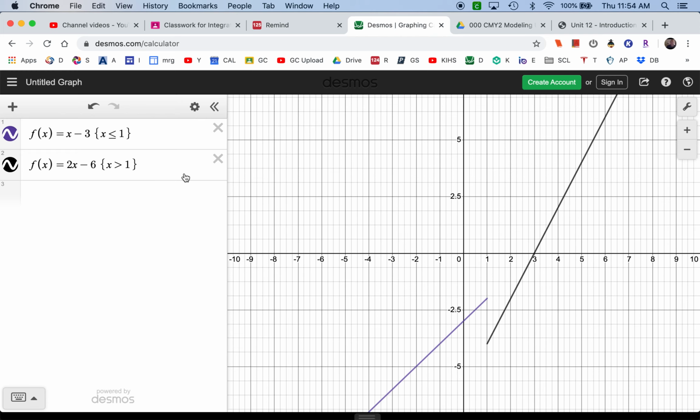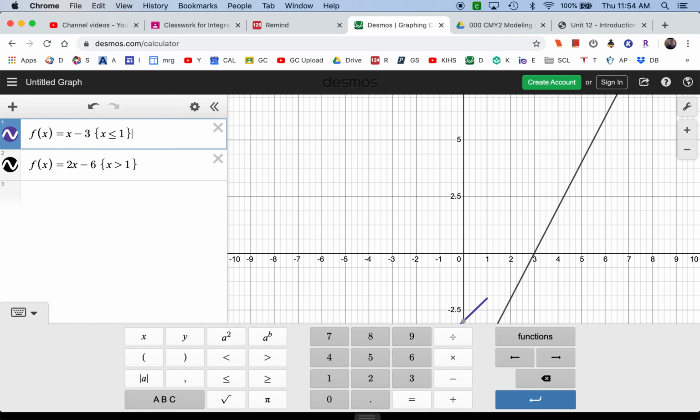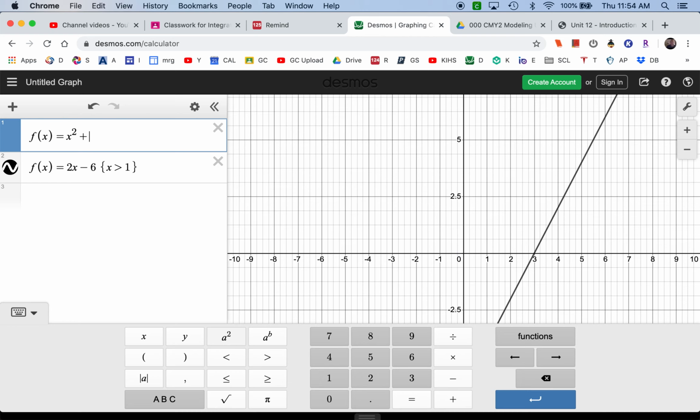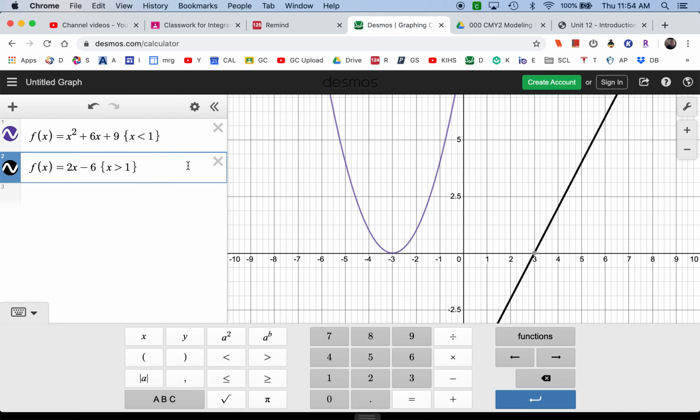All right, last one. Again, piecewise. So this is x squared plus 6x plus 9, and that's when x is less than 1. Here on the bottom was negative 2x plus 2, and that's when x is greater than or equal to negative 1. All right. Oh, is it negative or positive? Oh, so 1's negative. I think there's a typo there.